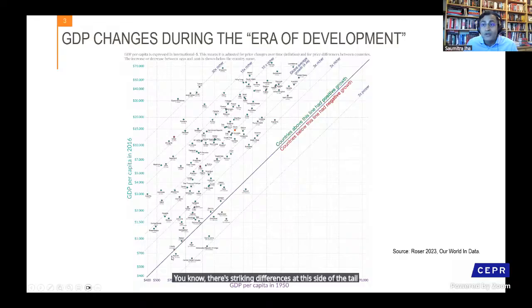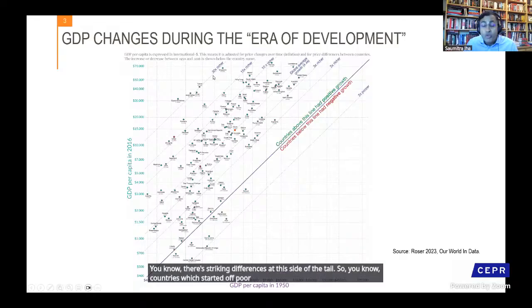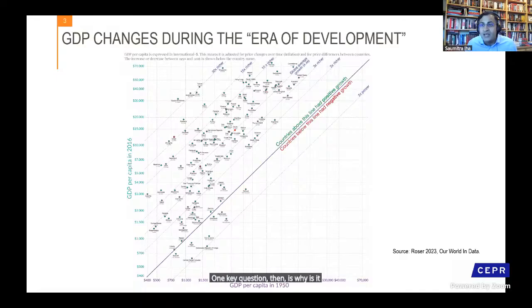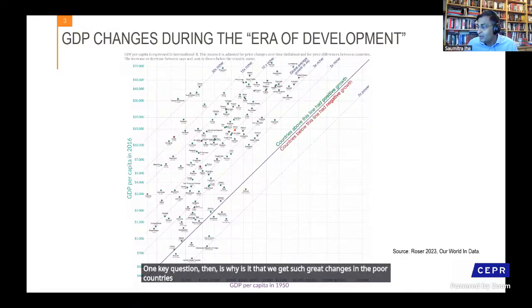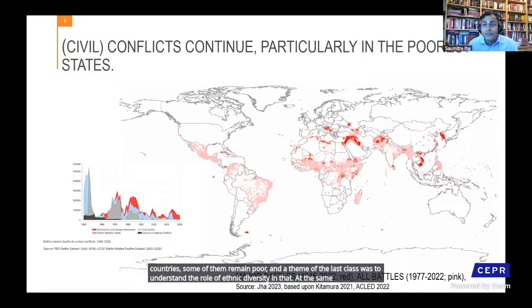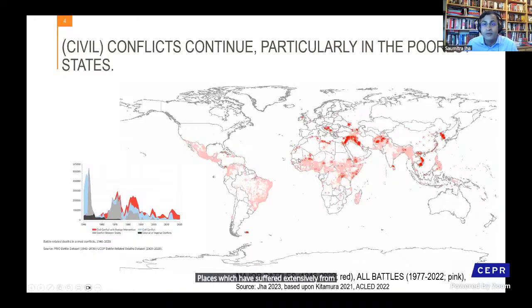So countries which started off poor, some of them became 30 times richer, like Taiwan. Others actually became poorer during this period, like Burundi and the Central African Republic. So one key question then is, why is it that we get such great changes? The poor countries, some of them remain poor. And the theme of the last class was to understand the role of ethnic diversity in that. At the same time, it won't surprise you to know that many of the places in that category are also places which have suffered extensively from conflict, often mobilized along ethnic lines.